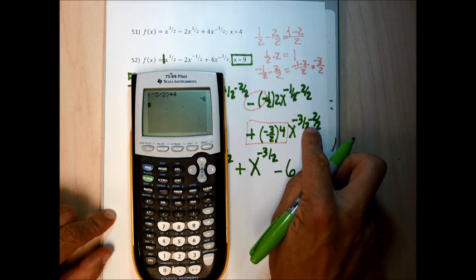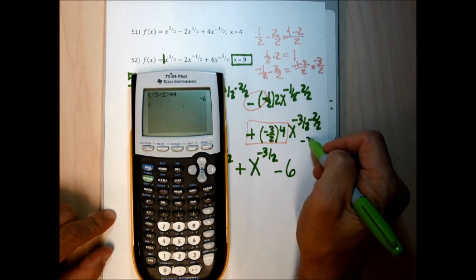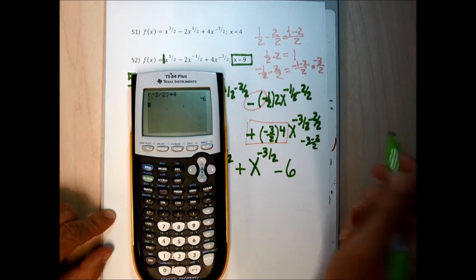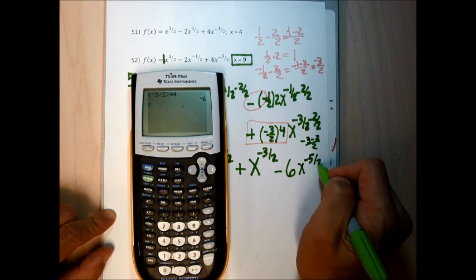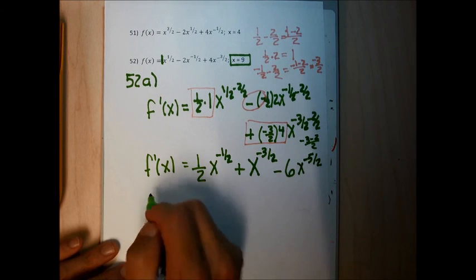And for my exponents, it's negative 3/2 minus 2/2. It's going to be the same as negative 3 minus 2 over 2. And the exponent on the x is going to be negative 5/2. That's the derivative. Probably would be nice to write it at least with positive exponents.